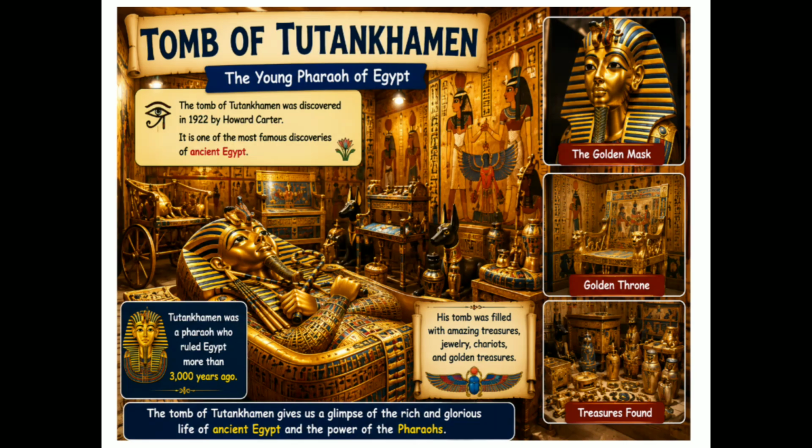Next, we talk about the tomb of Tutankhamun. He was the young pharaoh of Egypt. The tomb of Tutankhamun was discovered in 1922 by Howard Carter. It is one of the most famous discoveries in ancient Egypt. Besides that, you can see the golden mask, golden throne, and treasure, and his tomb was filled with amazing treasures, jewelry, chariots, and golden treasures.